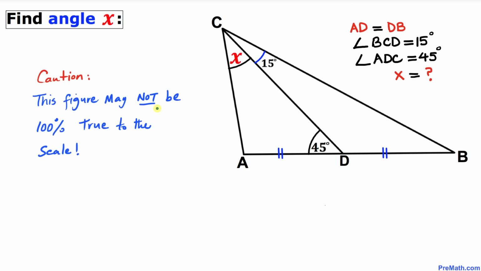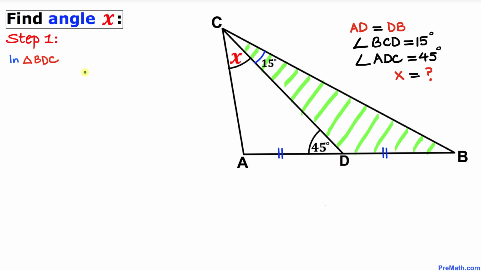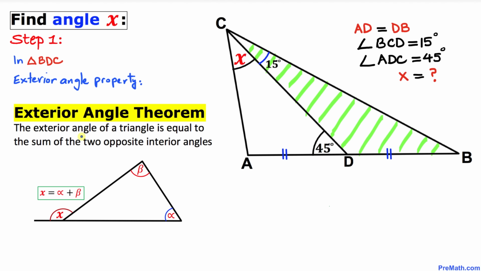Before we proceed, let me make it very clear that this diagram may not be 100% true to the scale. And here's our very first step. Let's focus on this triangle BDC. And now let's recall the exterior angle property. Here's our exterior angle theorem: the exterior angle of a triangle is equal to the sum of two opposite interior angles. As you can see over here, this is our exterior angle and this is equal to the sum of these two opposite interior angles alpha and beta.